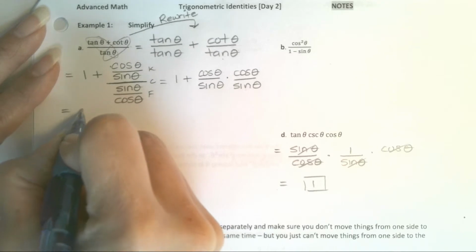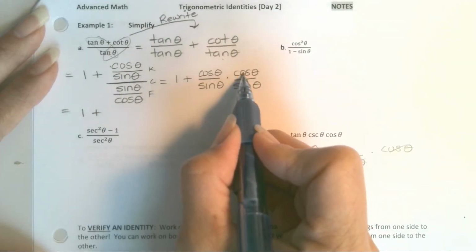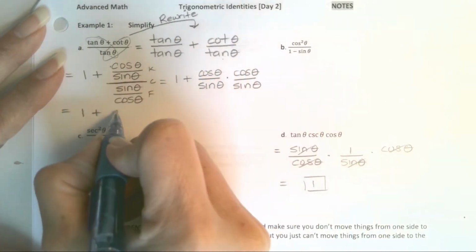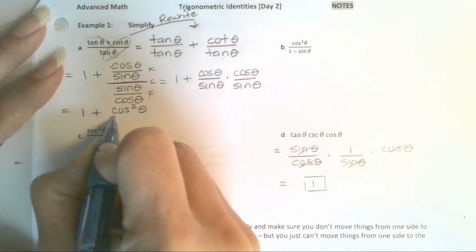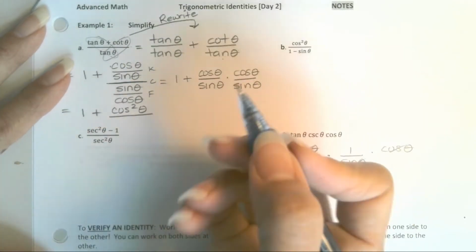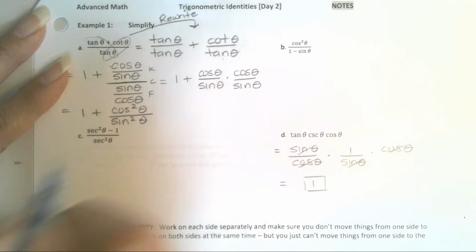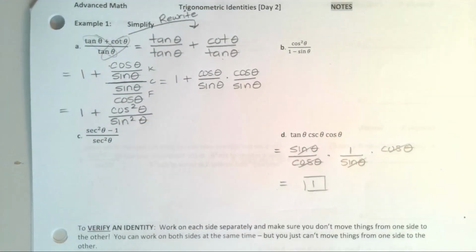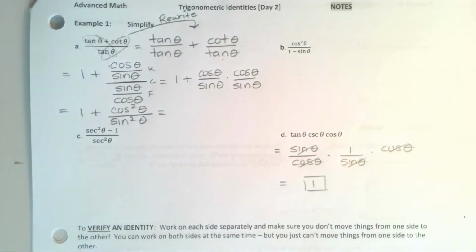So I'm going to bring the 1 plus, what is cosine times cosine? Cosine squared. So cosine squared theta and sine times sine? Sine squared theta. Good. So now, 1 plus cosine squared theta over sine squared theta. How can I rewrite that?